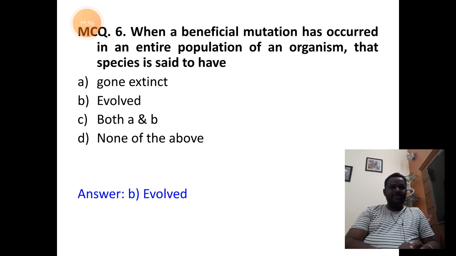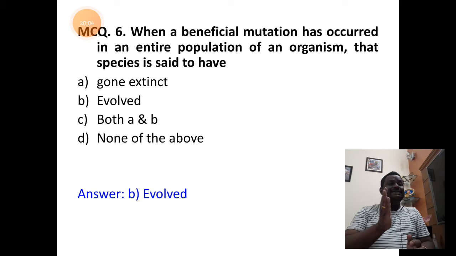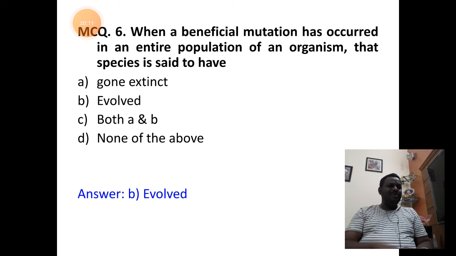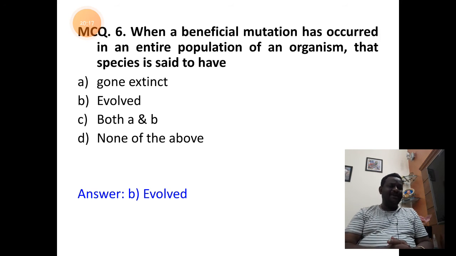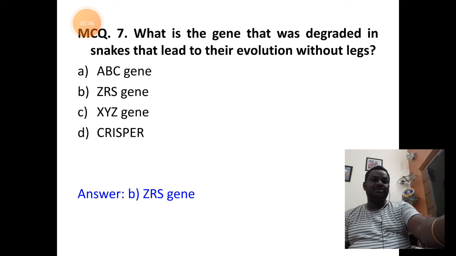Question 6. A beneficial mutation has occurred in the entire population of an organism. What is the species said to have? Will they undergo extinction, or will they evolve and enter into evolution, or both extinction and evolution, or none of this? The answer is B, evolved. Evolution it shows.